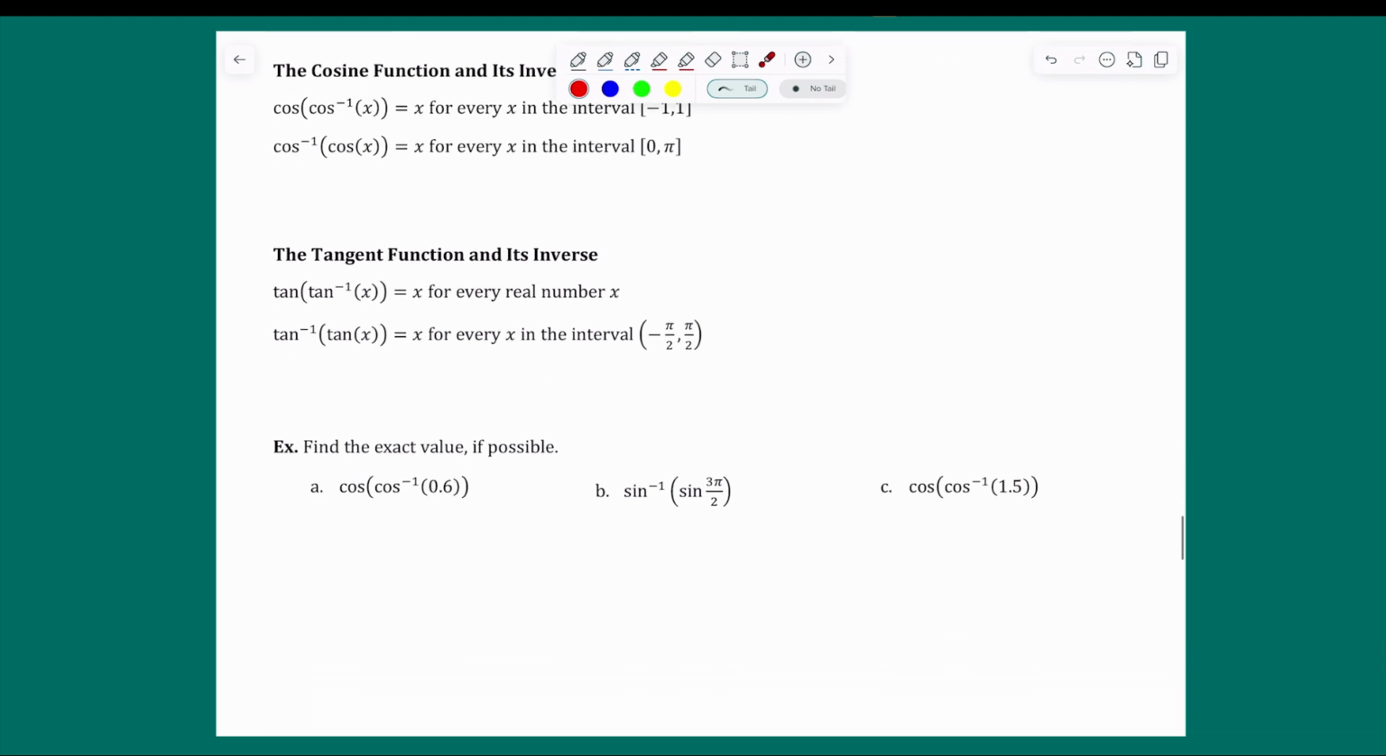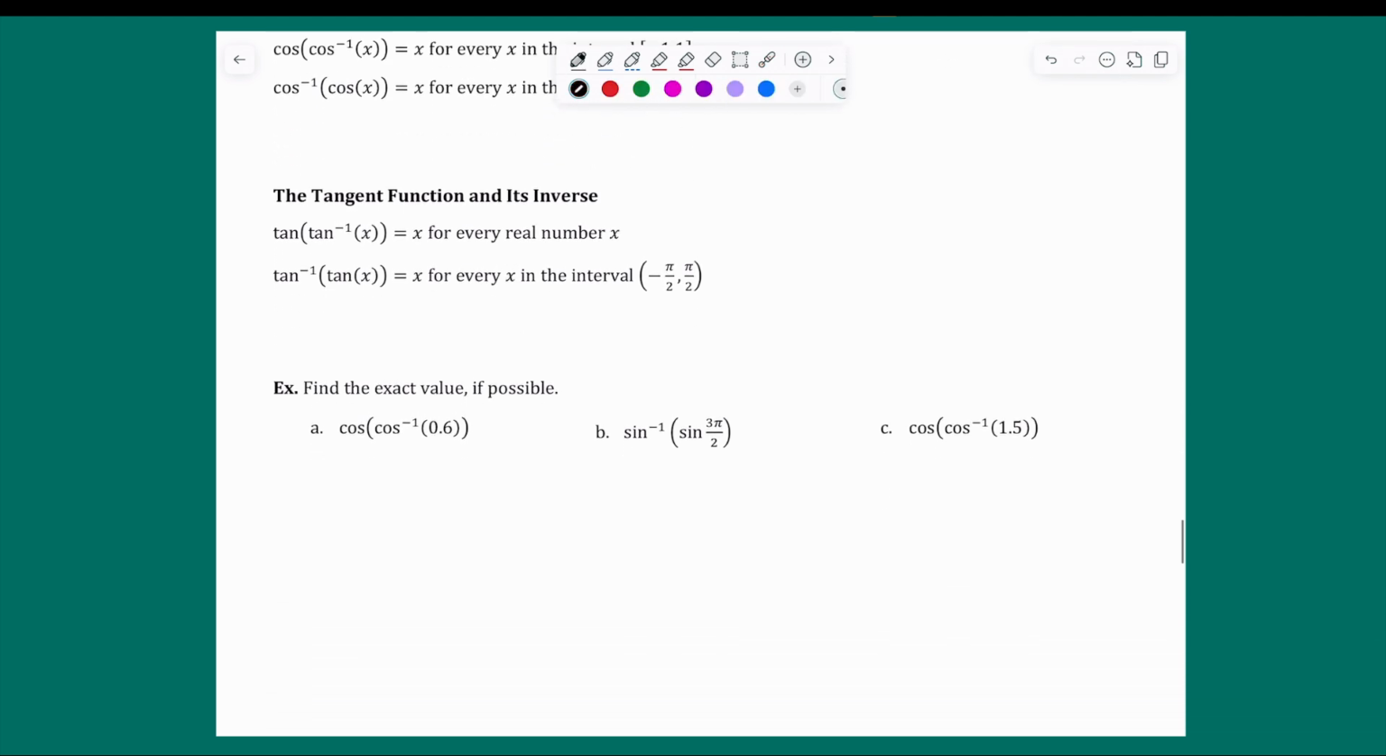All right, so let's go ahead and see how we could use these properties. For this next one, we have cosine of cosine inverse. Find the exact value if possible. So cosine of cosine inverse of 0.6 is simply going to be 0.6, since 0.6 is in the interval from -1 to 1.